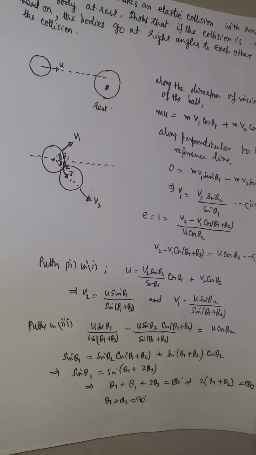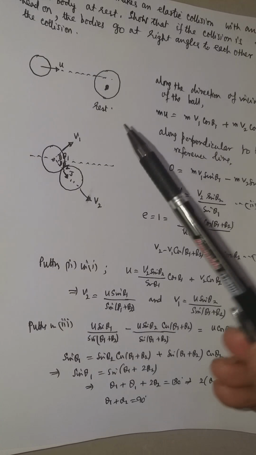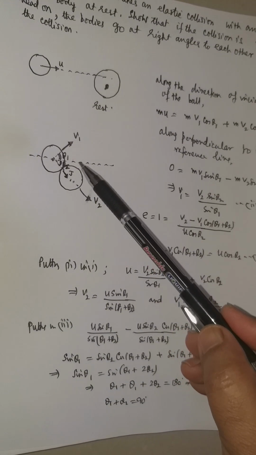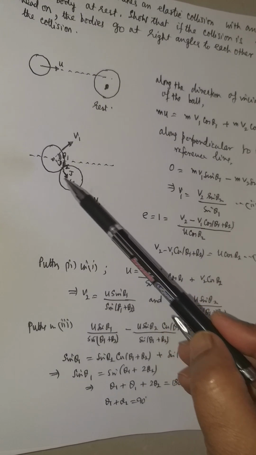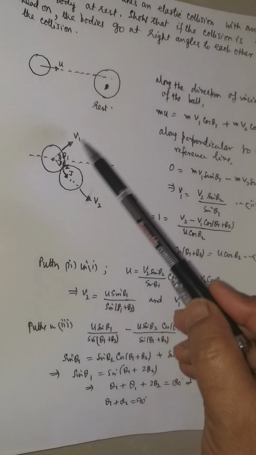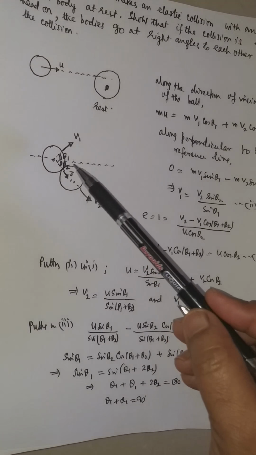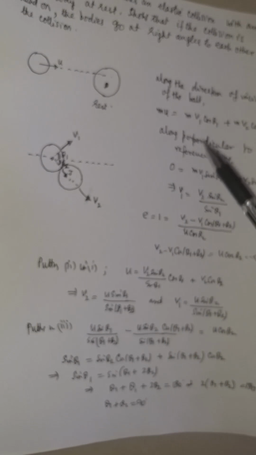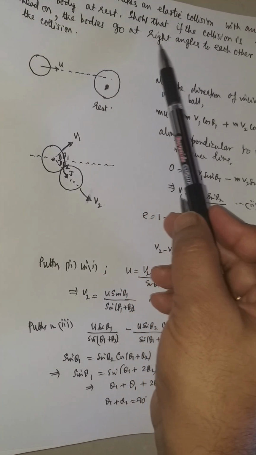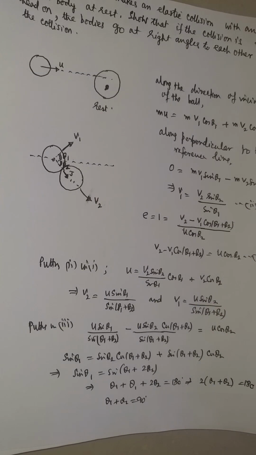Now it is very easy to conclude that theta 1 plus theta 2 is equal to 90 degrees, that is, the angle between the final velocities v1 and v2 just after collision is 90 degrees. Hence the two bodies go at right angles to each other after collision.